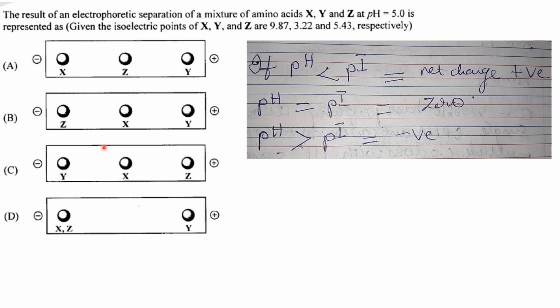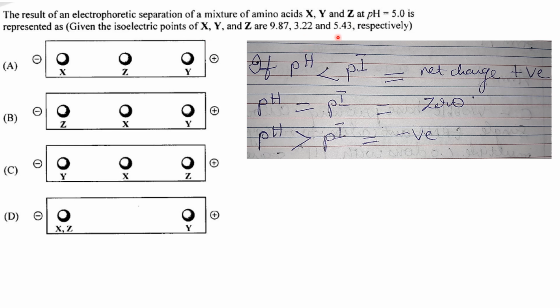So B and C cannot be taken into consideration. Then Y is having a pI of 3.22. Now 3.22, pH is 5. So 5 is greater than 3.22. So pH is greater than pI. It will have a negative charge. So it will move towards the anode. So Y will be at the positive side. That is here. Here you will see Y. Then next one.